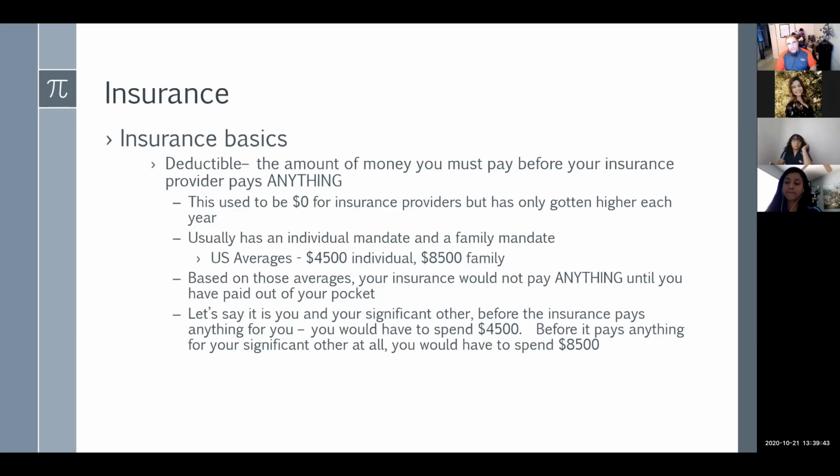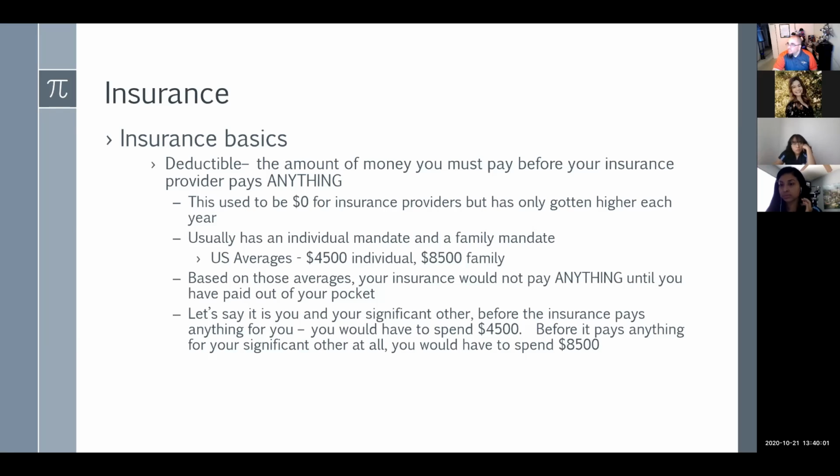Now, the nice thing about that is that it is based on UCR, those usual, customary, and reasonable rates, right? So you're not going to pay that $300. You're going to pay whatever the insurance company agreed upon. And that can lower your costs a little bit.